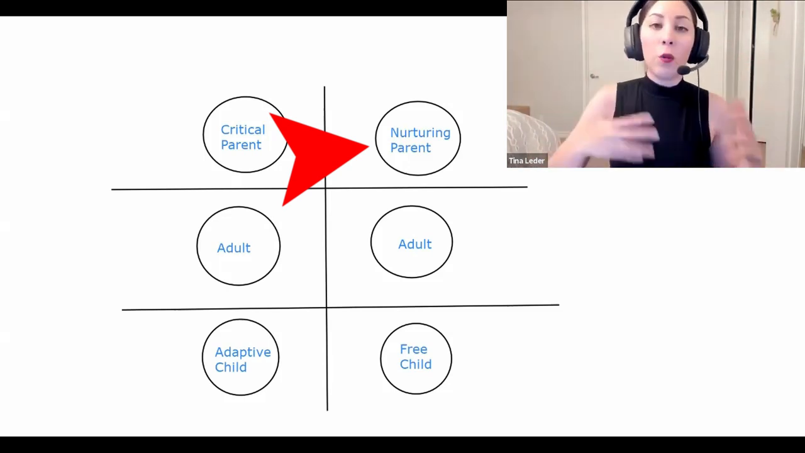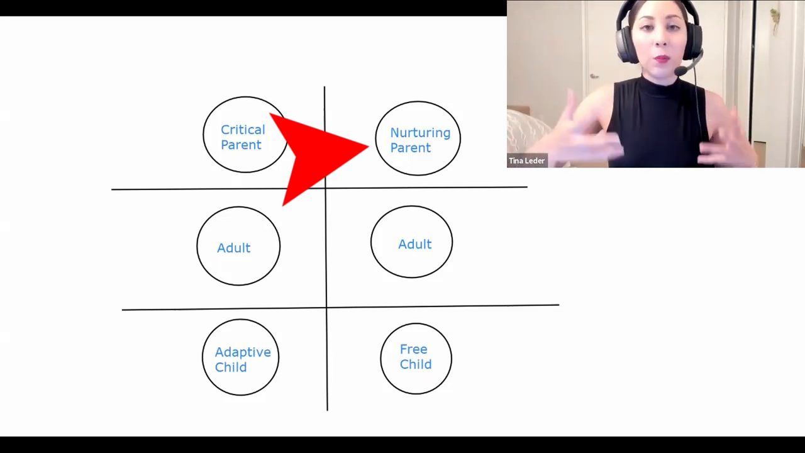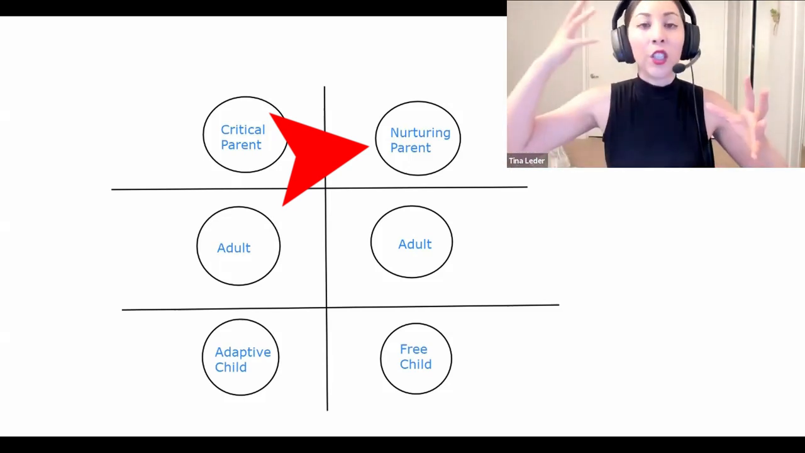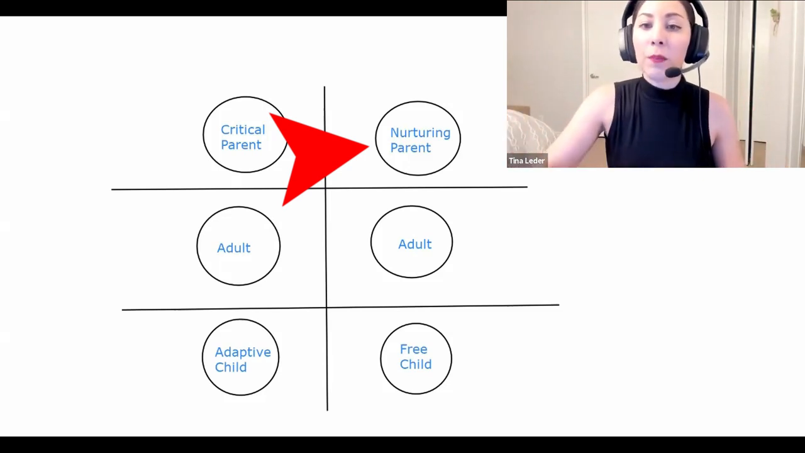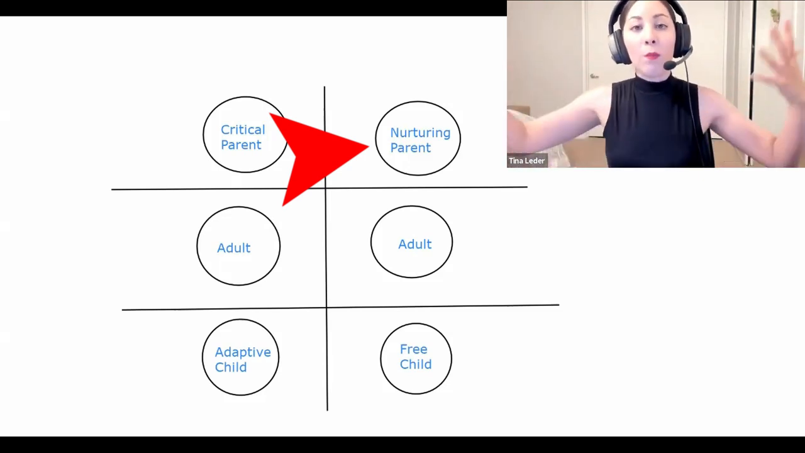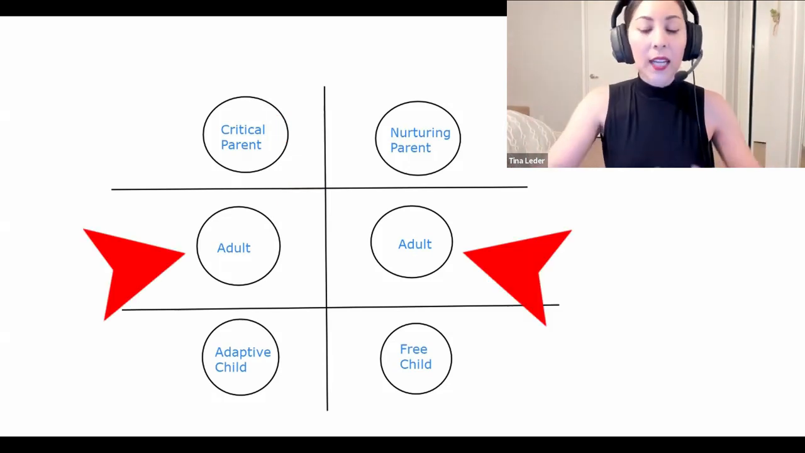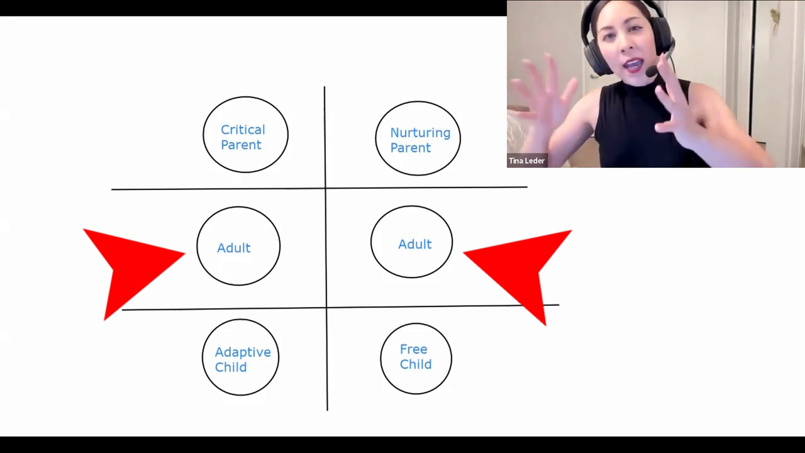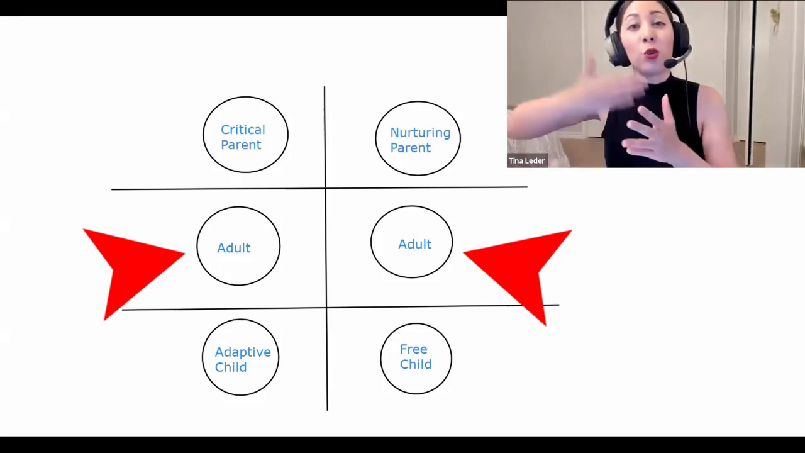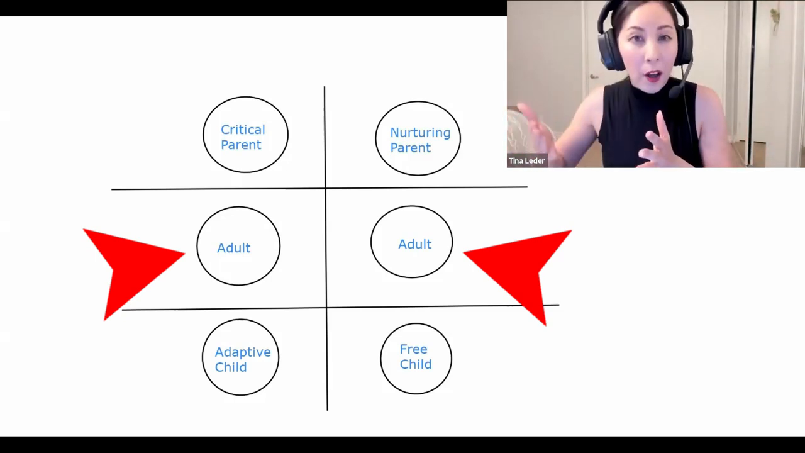Just know that the critical parent tends to be a little bit more direct in telling you exactly what to do, what needs to be done, and how it needs to be done. And then the nurturing parent tends to be a more embracive parent. Again, adult is just the logic and reasoning, seeing data for what it is in the present, and then drawing some sort of conclusion based upon that.